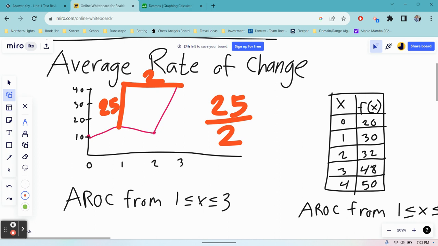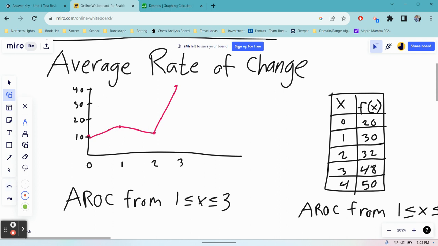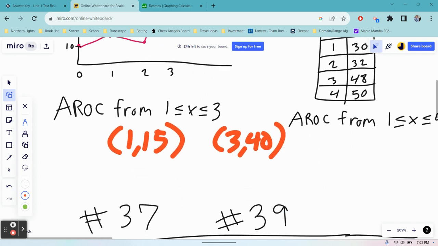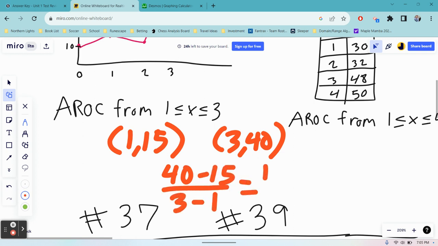The key is to get the starting point, to get the ending point, and plug them into the formula to get rise over run. So I would say my initial point is (1, 15). My ending point was (3, 40). And then I'm doing the slope formula. 40 minus 15 over 3 minus 1. Y2 minus Y1 over X2 minus X1. If you want to turn that into 12 and a half, be my guest.